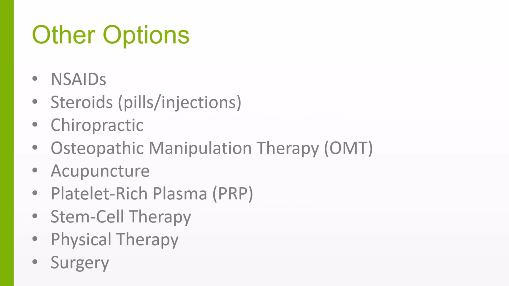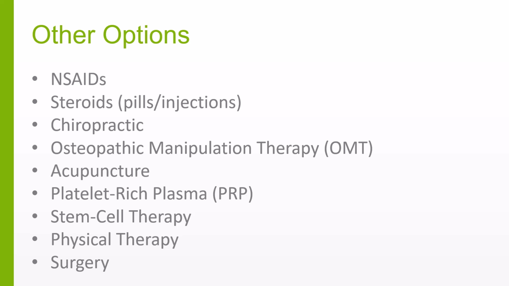Other options when we're trying to treat musculoskeletal pain include all of these things: anti-inflammatories, steroids, as we already mentioned, chiropractic treatment, osteopathic manipulation therapy, or what we call OMT, acupuncture, platelet-rich plasma. It's another injection technique similar to prolotherapy, but where we use your own blood to do that. We can do that procedure here in the clinic as well, and we also offer stem cell therapy when it is indicated. Of course, we could send you to physical therapy, and you could also consider surgery as well.